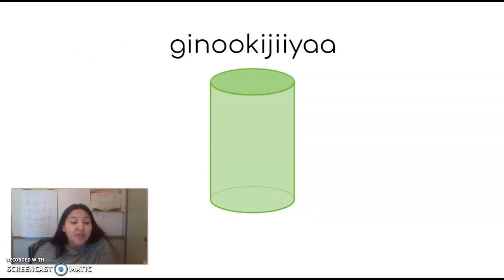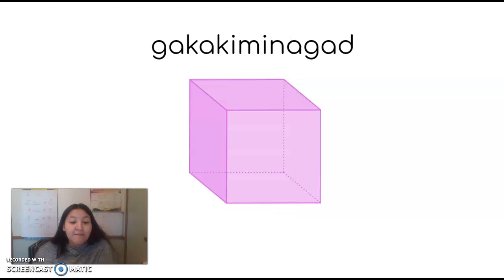Next one. This one, Ezhijiiyaa. This is a cylinder. This is you can have pop cans or you can have pipes made into these shapes. Next one.